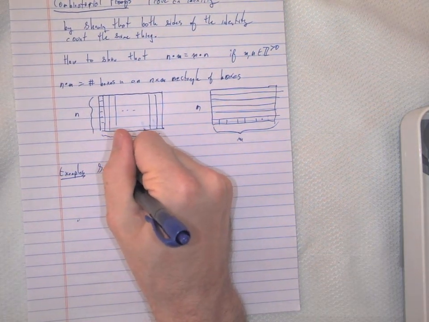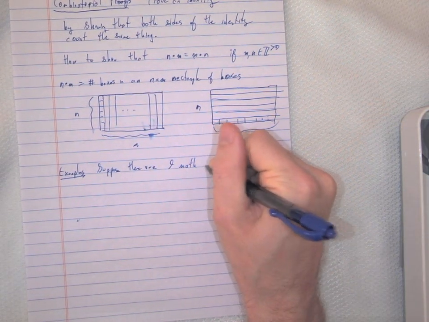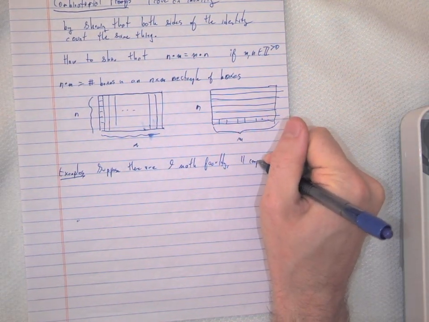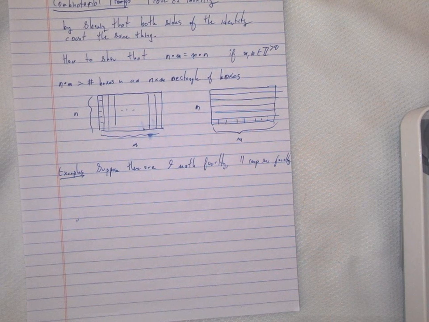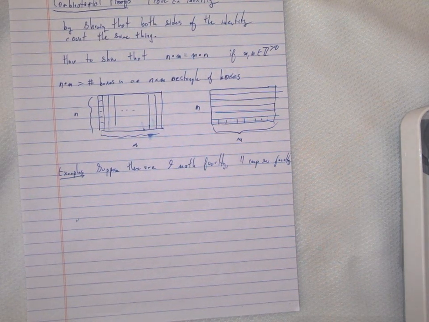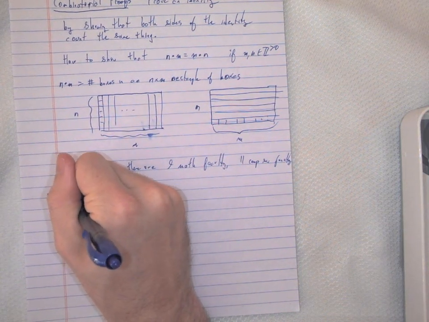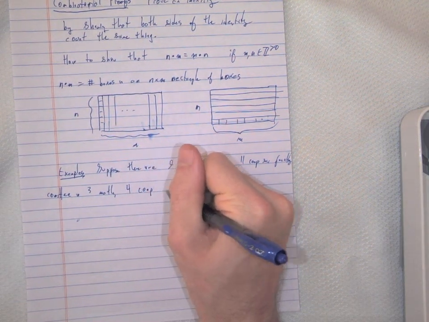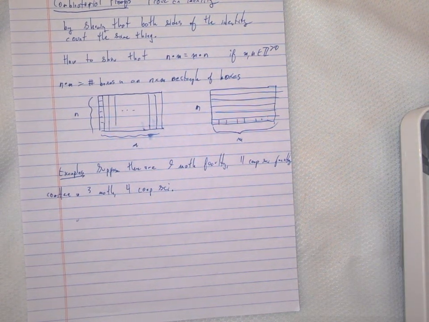Suppose that there are 9 math faculty and 11 computer science faculty. And let's say that we want to form a committee with 3 math and 4 computer science. Okay, well, how many ways are there of choosing such a committee?